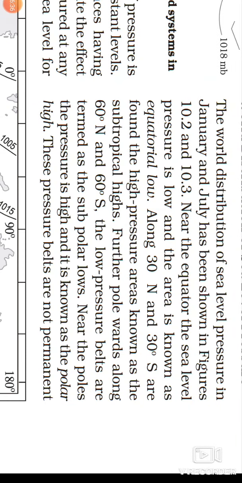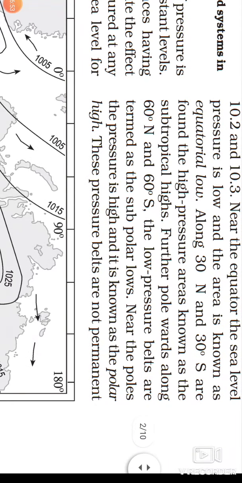Okay, here we will be dealing with four types of pressure belts actually. First one would be the equatorial low pressure belt. The second one would be the subtropical high pressure belt. Then would be the subpolar low pressure belt, and the fourth one is the polar high pressure belt.